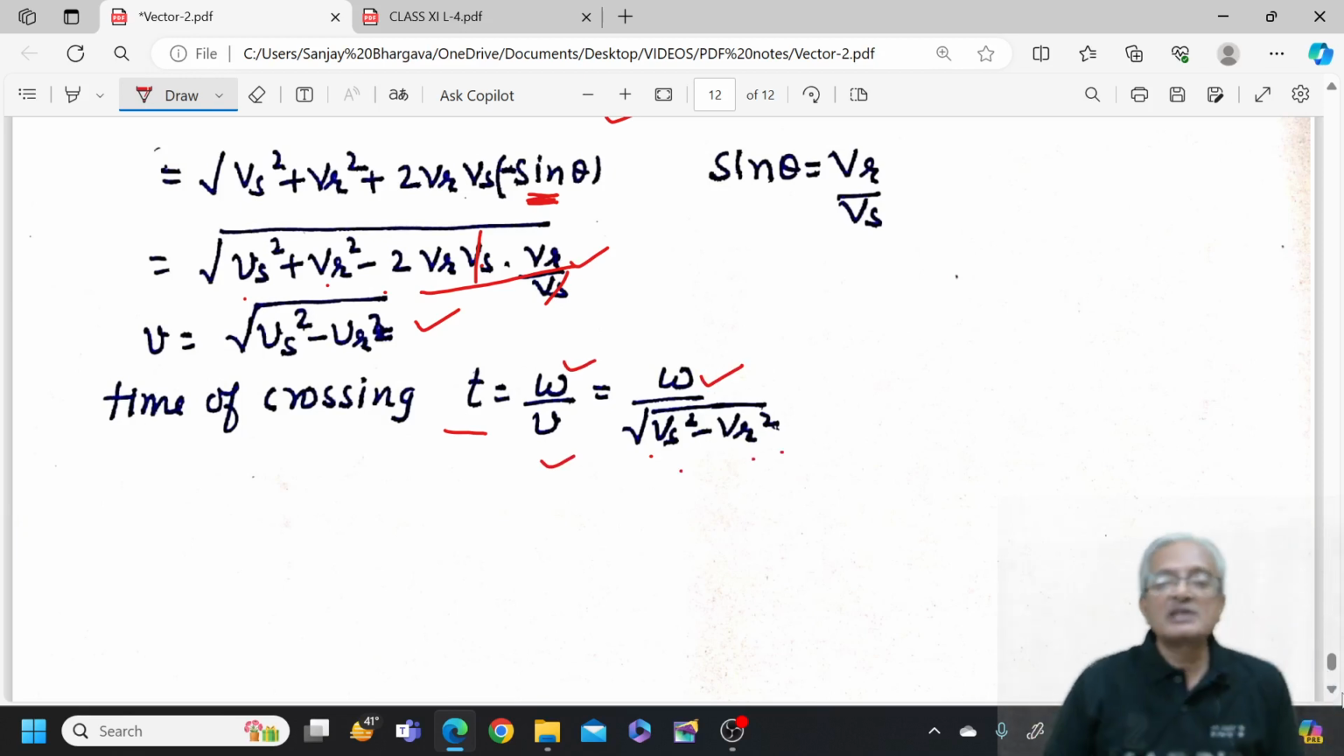So students, you must have been able to grasp the basic concepts of vectors. Hope the concepts of vector are very clear to you all.